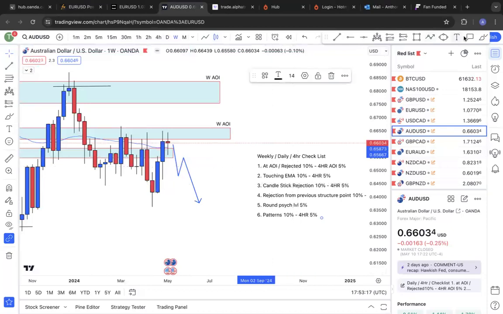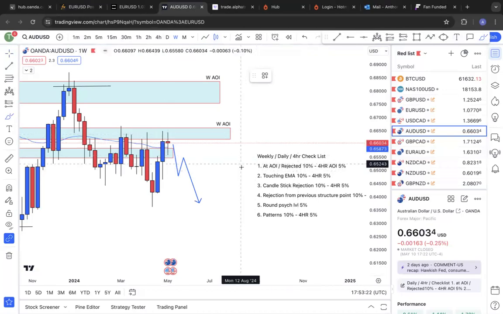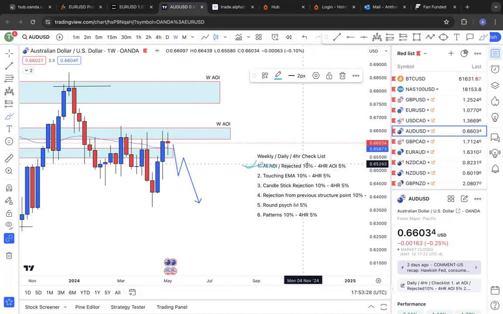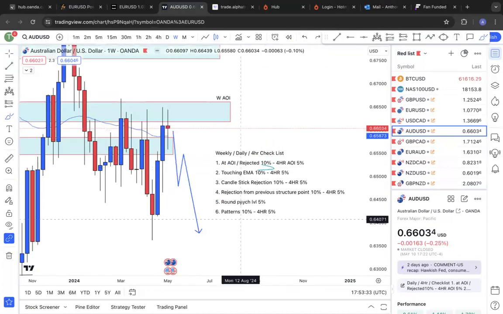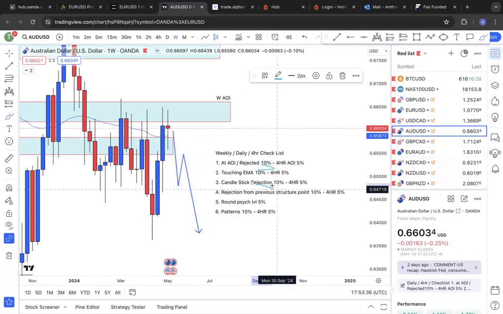So let's get it. At an area of interest or rejected. Well, right there we have rejected. Great. Touching EMA. No. It's not touching the EMA on the weekly. We're looking for sells and above, so we can't touch that. Candlestick rejection. They rejected the area of interest. Yeah. Rejection for previous structure point.